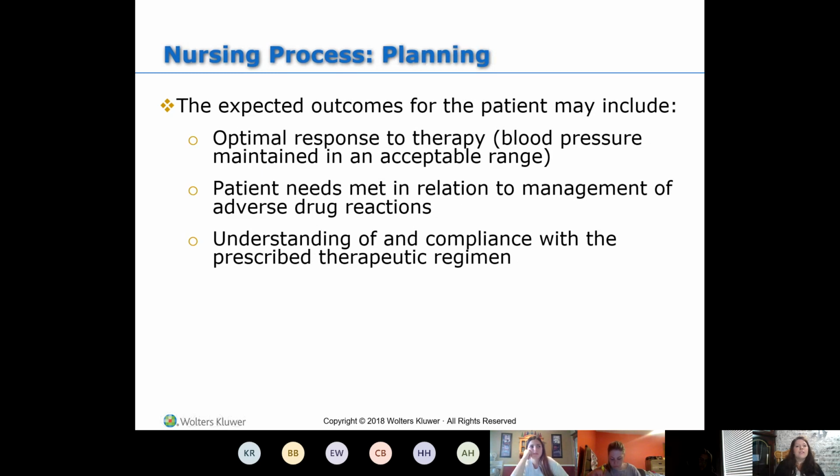So when we're going through the nursing process, the expected outcomes are going to be that optimal response to therapy is achieved. So their blood pressure is back within normal range, that the patient's needs are met in relation to management of adverse drug reactions. So if something goes wrong, we're going to be quick to respond, and having an understanding of and compliance with the prescribed therapeutic regimen. That's what we want our outcome for our patient to be.